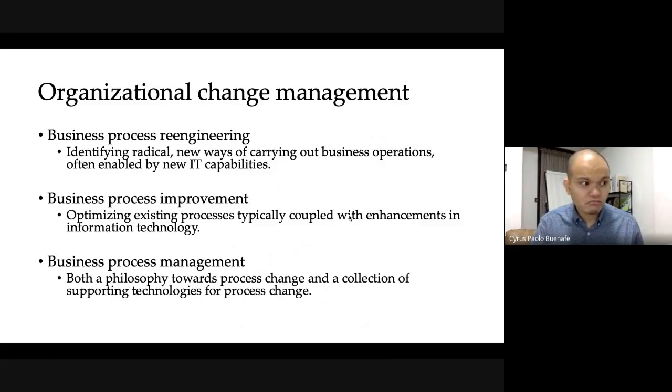And when we talk about organizational change management, one thing that really is at the heart of this type of change is the fact that you're making changes in your business processes. So there are different types of changes or categories in organizational change management, right?